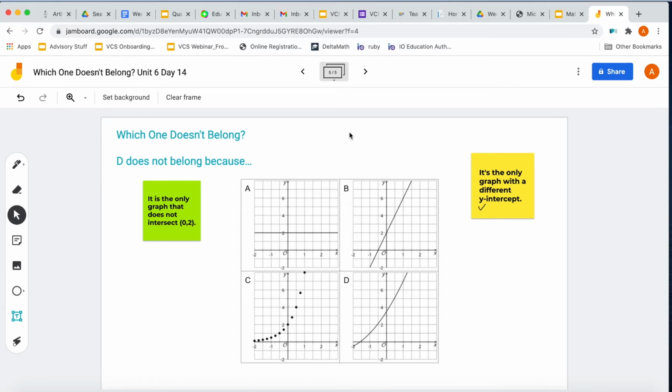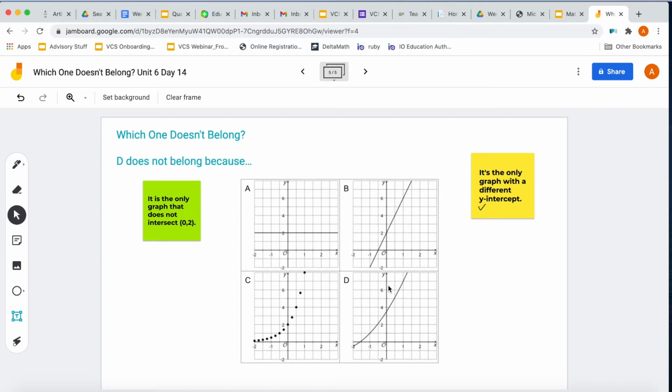And then for the last one, the main point is it's the only graph that does not intersect 0, 2. It's the only graph with a different y-intercept, right? It's having a y-intercept up here. And so again, it's an exponential function. So it could even be the only exponential function that's not discrete, right?